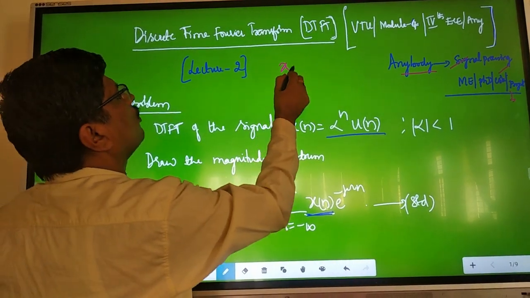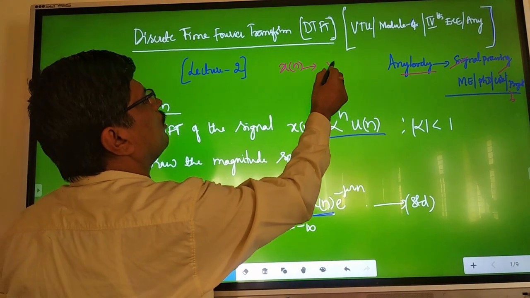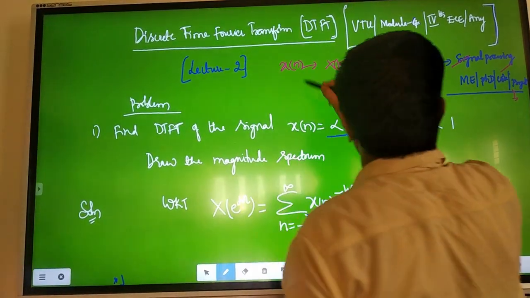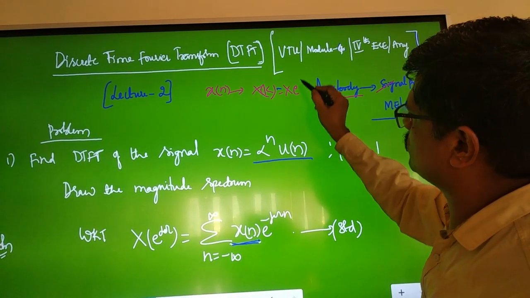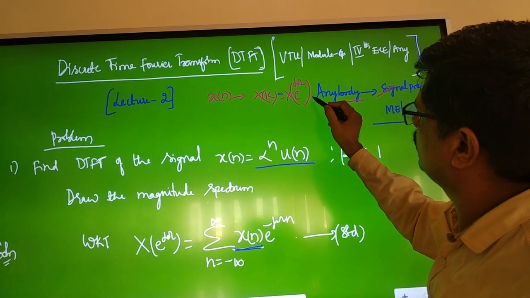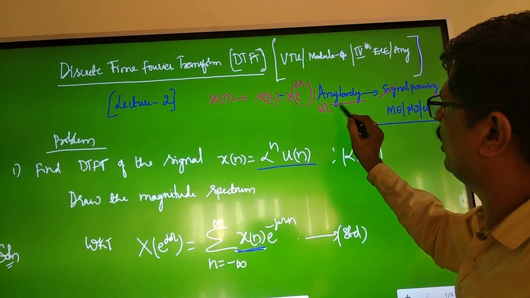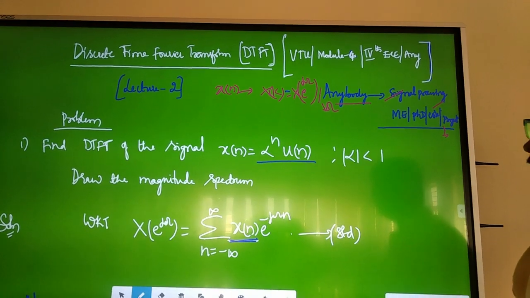Signal from x of n to X of k, frequency domain. x of n versus n to X of k versus k. That is also nothing but X of e power j omega versus omega. This is what DTFT is, right?